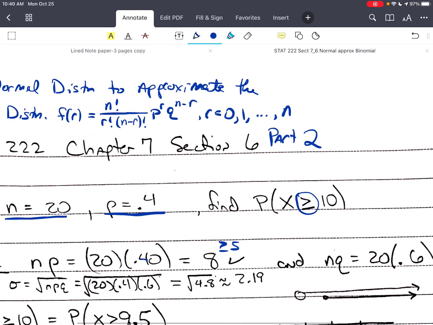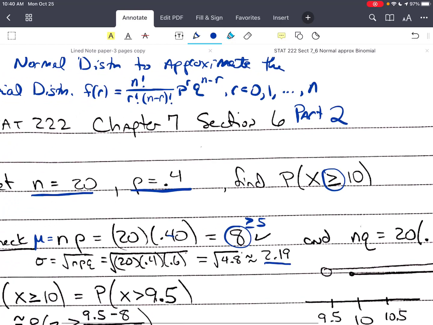Remember that this is mu here. One of the things that we have to calculate in order to understand the requirements is the mean, and the mean is going to be 8. And the standard deviation is always the square root of n times p times q, which in this case we're going to approximate as 2.19. We can use two decimal places; use the number of decimal places specified in the WebAssign or in your book or in the worksheets that I've provided.